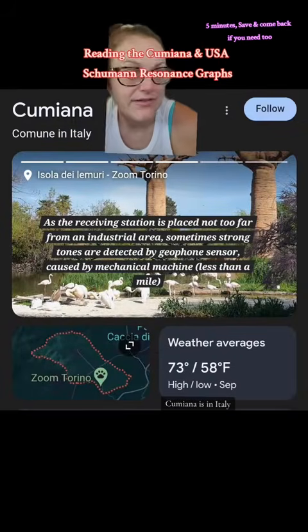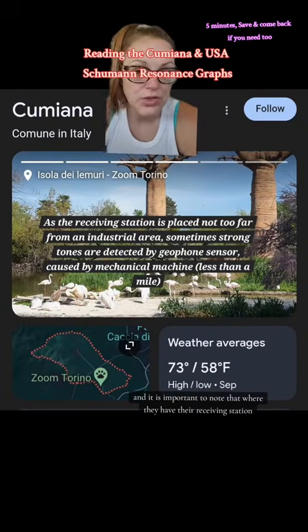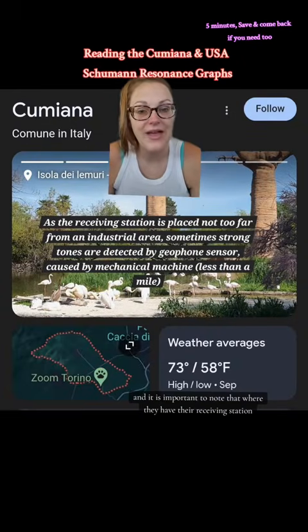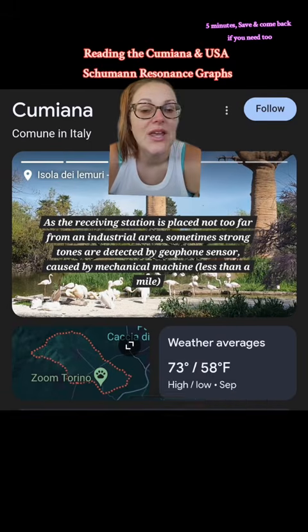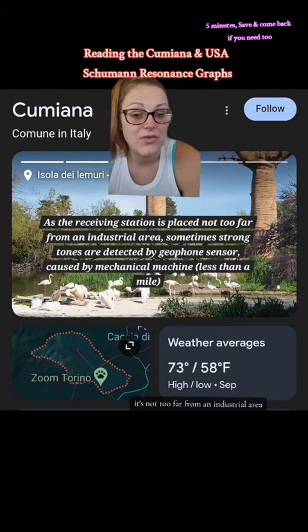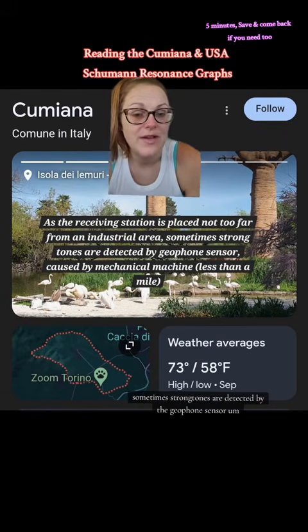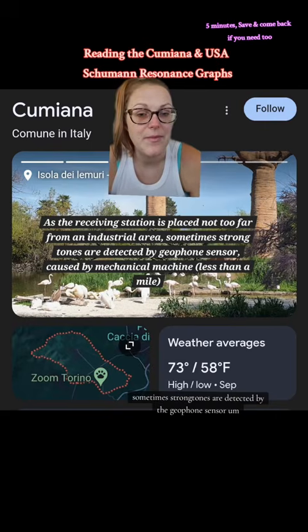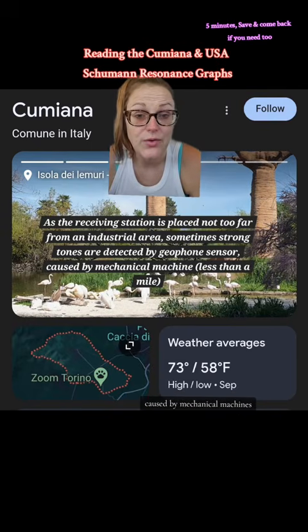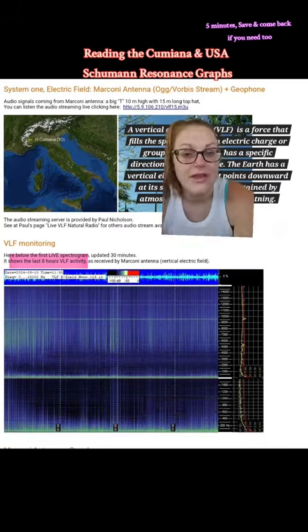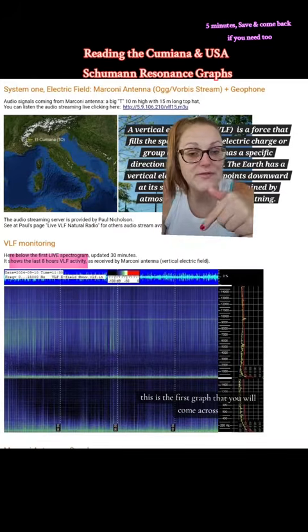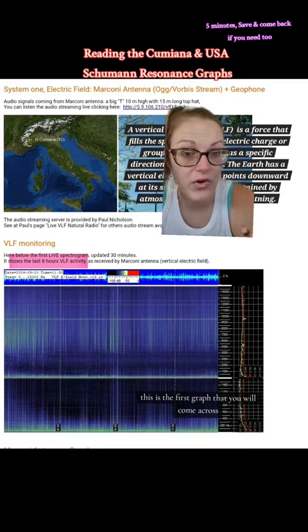Cumiana is in Italy, and it is important to note that where they have their receiving station, it's not too far from an industrial area. Sometimes strong tones are detected by the geophone sensor, caused by mechanical machines. If you go on the Schumann app, this is the first graph that you will come across.